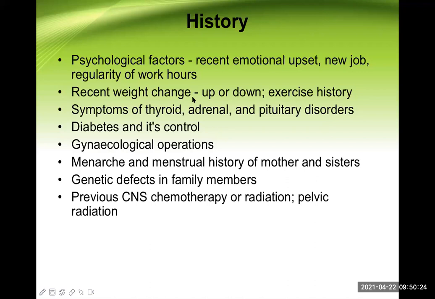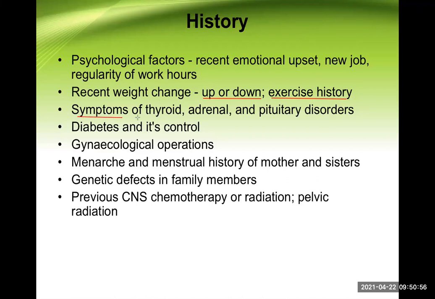Ask about recent weight change, up or down. Up or down means both overweight or obesity as well as severe loss of weight are associated with amenorrhea. And ask about the exercise history. A very actively exercising female, like an athlete, can also have amenorrhea because of again the effect on the hypothalamus.